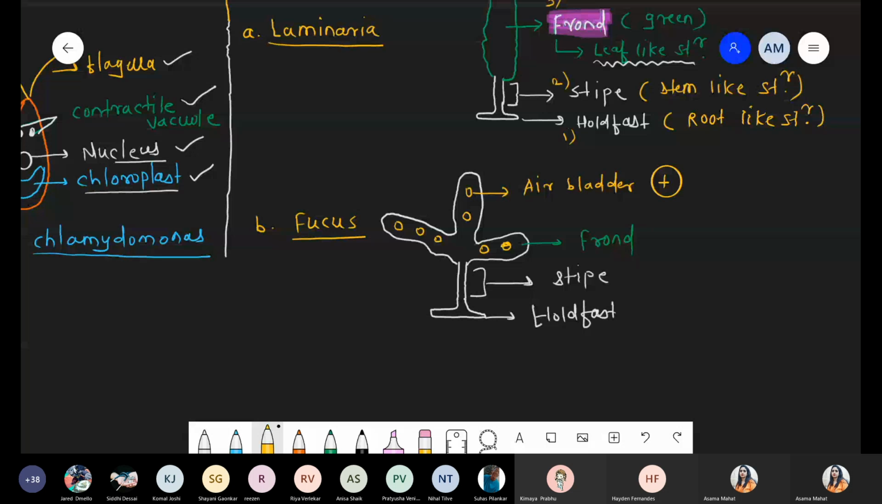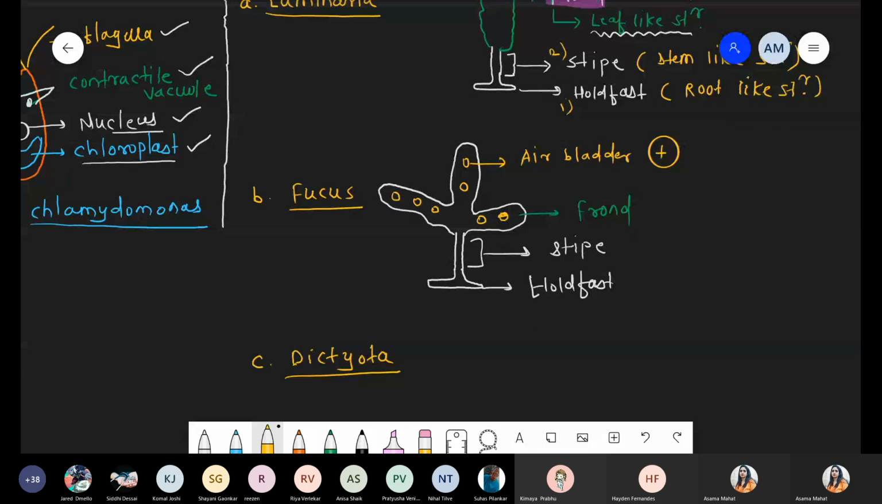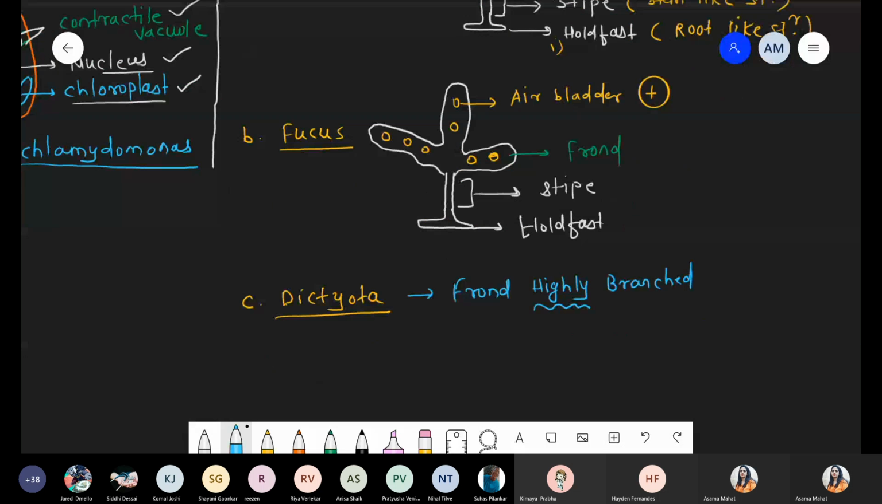We are talking about an example, that is Dictyota. In case of Dictyota, there is one unique property with respect to the frond. The fronds are highly branched. These are the typical structure which is highly branched. Now in this condition, we are talking about the typical structure, how it looks.